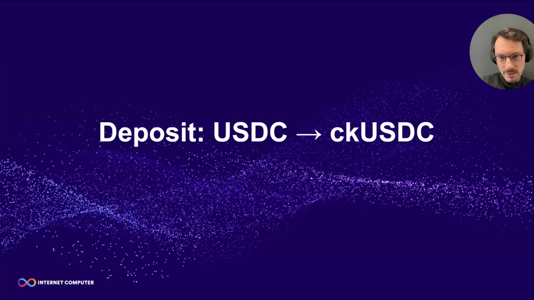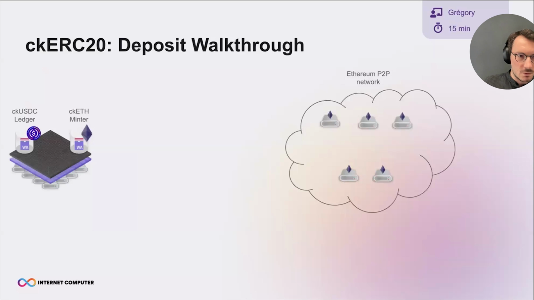So without further ado, let's proceed to a deposit, meaning a user on Ethereum has some USDC and would like to bridge them to the IC. How would that work? On the left-hand side, we have the IC with the ckETH minter. That's exactly the same canister as in the case of ckETH. And we have the ckUSDC ledger. So that's a ledger dedicated to ckUSDC. In particular, it's not the same ledger as the ckETH ledger.